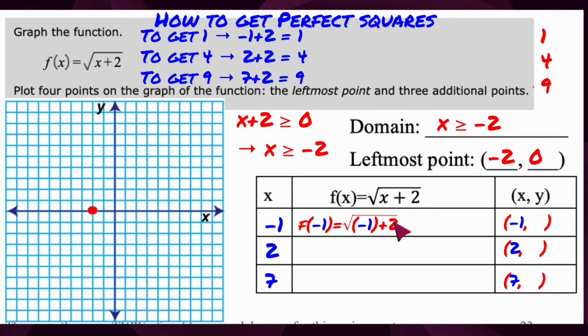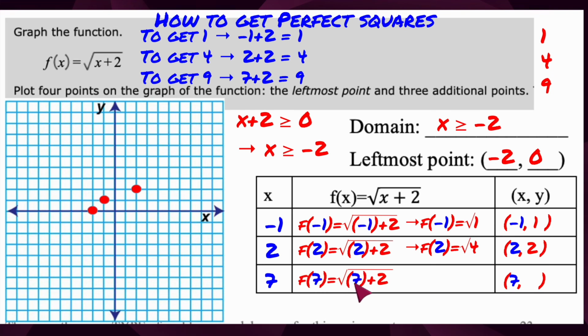So I have negative 1 plus 2, and I get 1 here. So the square root of 1 is 1. And then I'm going to plug in 2. 2 plus 2 is 4. So the square root of 4 is 2. And then I'm going to plug in 7. 7 plus 2 is 9. And the square root of 9 is 3. So you can see that made it much easier to graph these 3 points because they were just nice, easy numbers to graph. Now, if you do get decimals, you can do that.